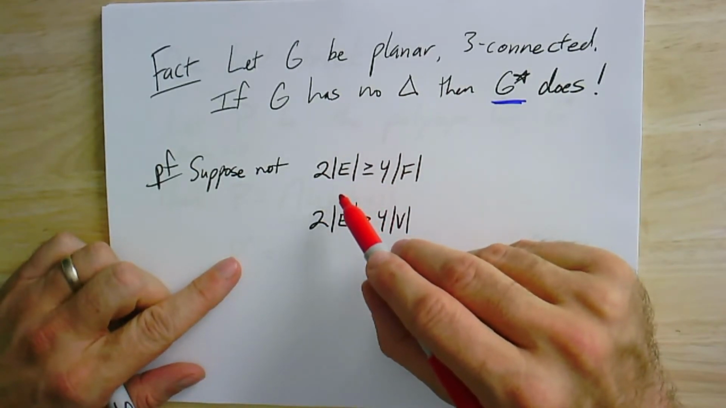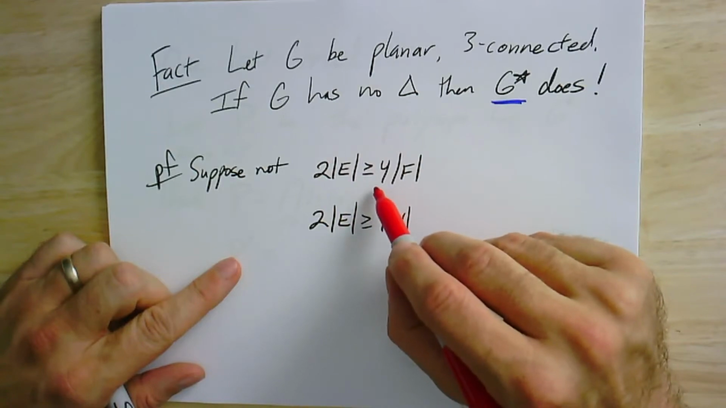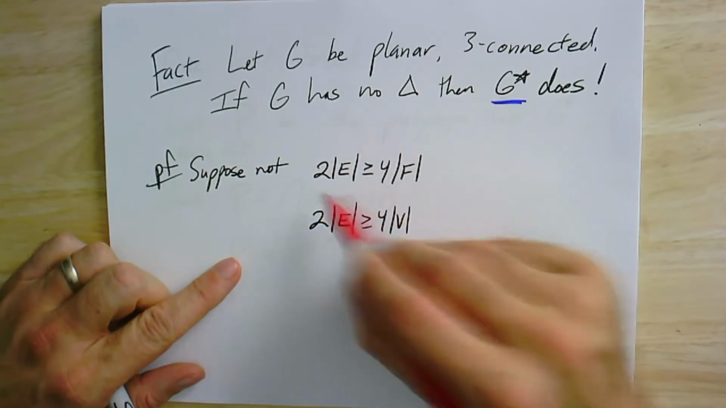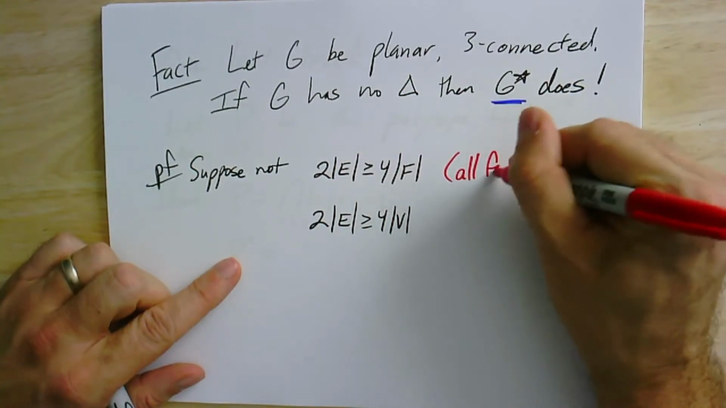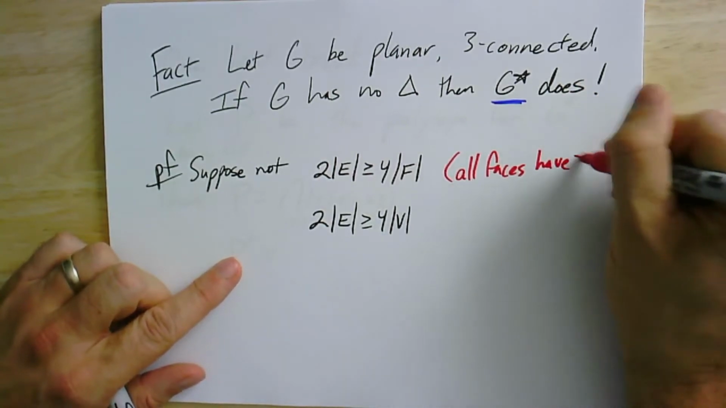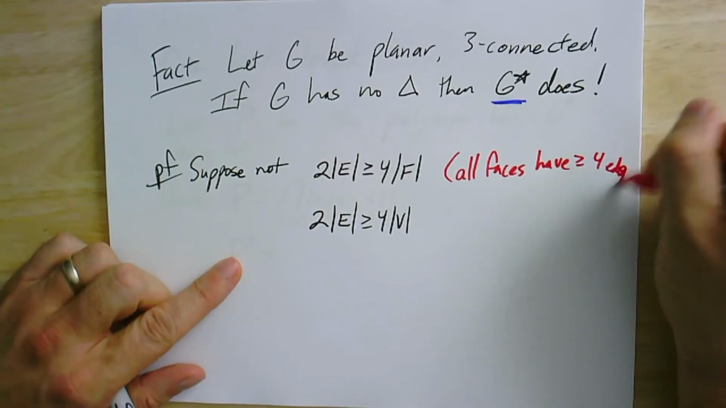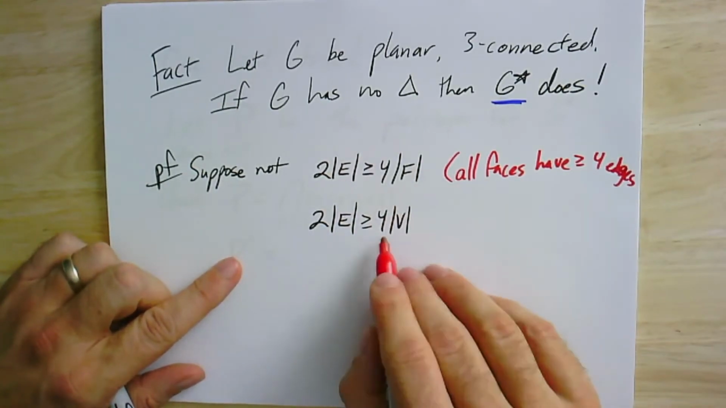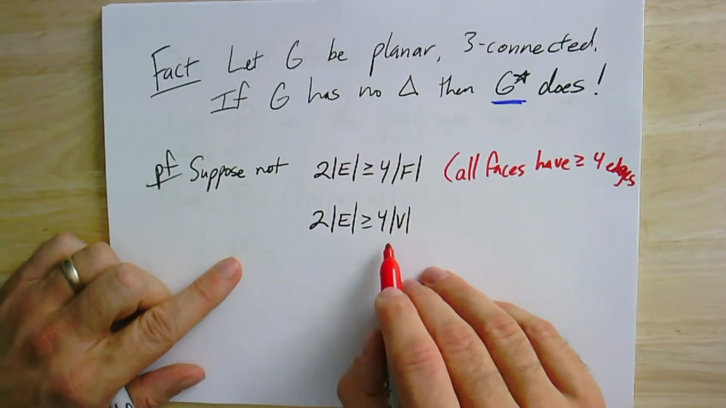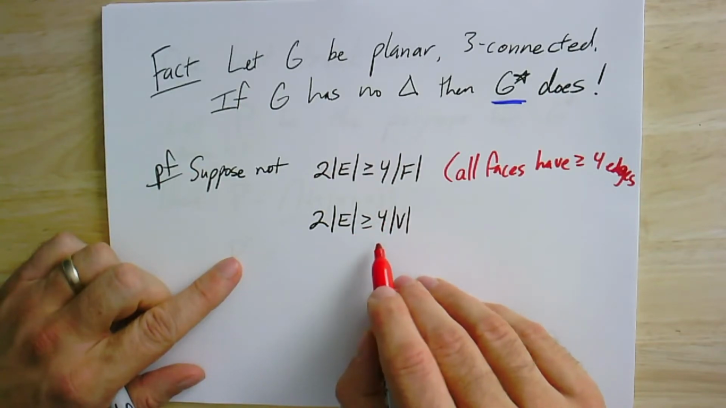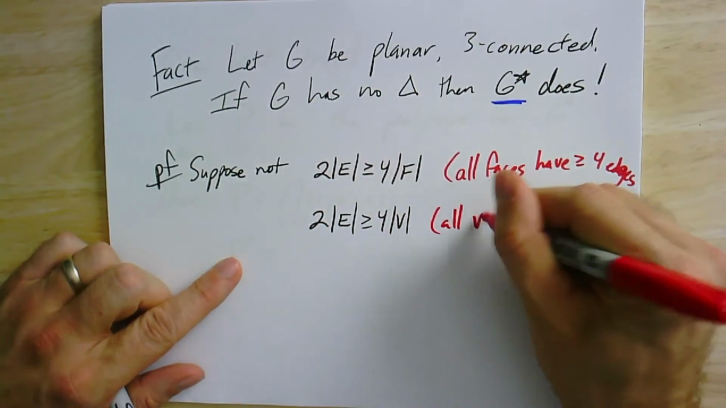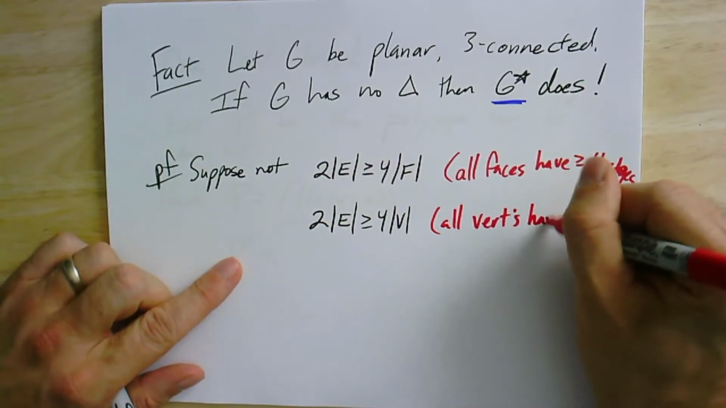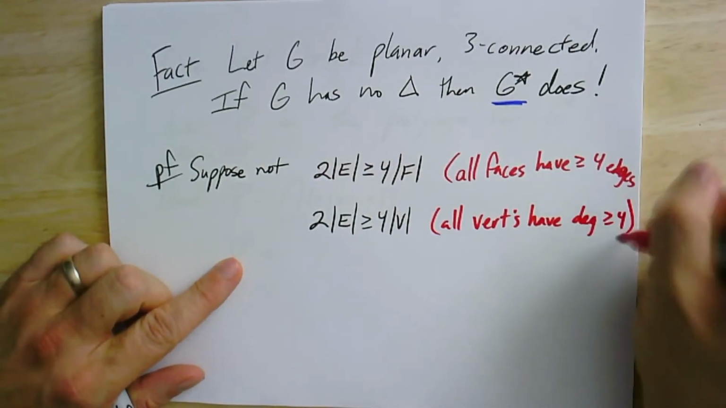First of all, if it has no triangles, then every face has at least 4 edges. So if I count 4 edges for every face, every edge gets counted there twice, once from each side. So this is the condition that all faces have at least 4 edges. And on the other hand, if there are no triangles in the dual, that means the dual faces all have at least 4 edges, or in other words, the degree of every vertex is at least 4. So all vertices have degree greater than or equal to 4. Okay, so these are the two conditions.